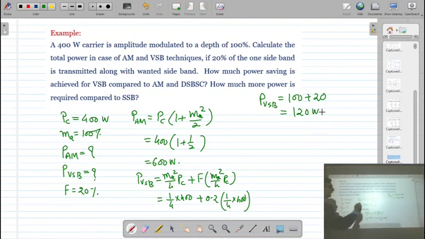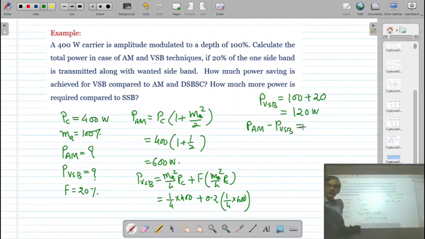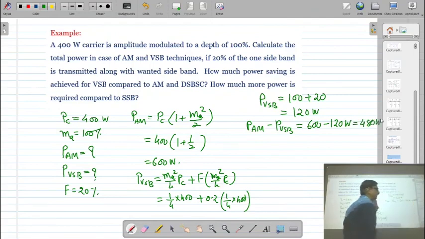Okay, then how much power saving is achieved for the VSB? So here we take PAM minus PVSB, comparing to the amplitude modulation. It is 600 watt minus 120 watt, and this is 480 watt. So this much amount of power is going to be saved.